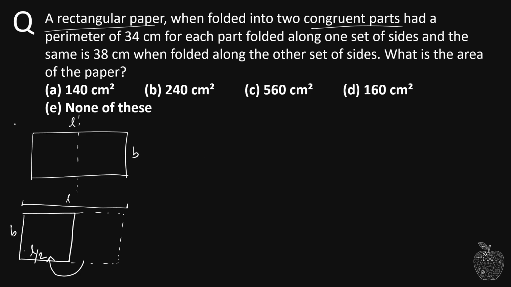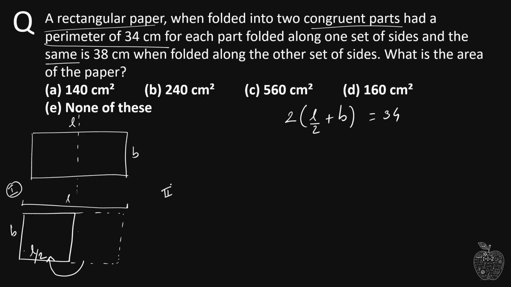And the perimeter of this is given to us as 34 centimeters. So what is perimeter? Perimeter is the sum of the lengths of all the sides of a rectangle in this case. So here the perimeter will be breadth plus breadth, L by 2 plus L by 2. So we get 2 times (L by 2 plus B) as the perimeter, and perimeter is given to us as 34. Alright, now further the question says the perimeter is 38 centimeter when folded along the other set of sides. Now this was the first case.